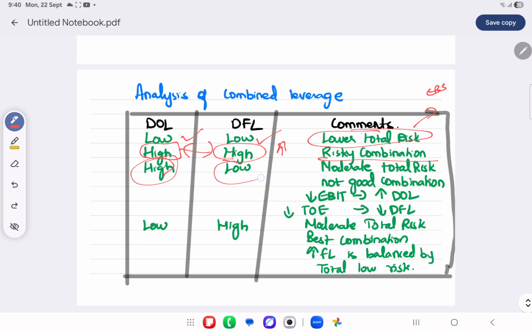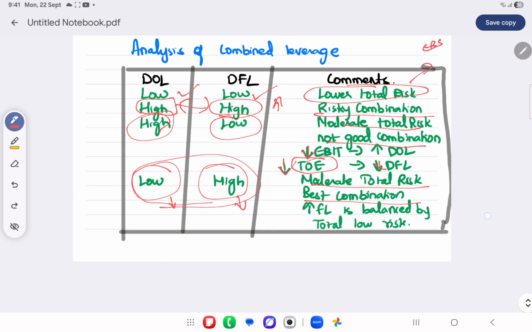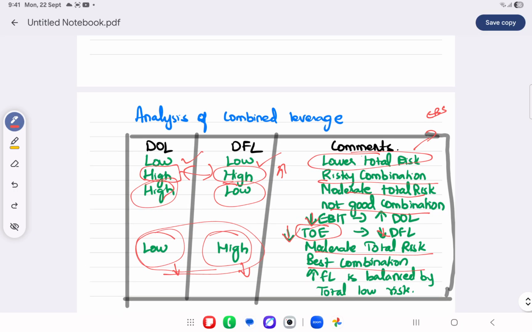High operating leverage and low financial leverage means moderate total risk but not a good combination, because EBIT is low because of high operating leverage, and due to low financial leverage we cannot do trading on equity. Trading on equity will also be low. Now, low operating leverage and high financial leverage is a moderate total risk with the best combination, because the high financial leverage will enable us to do trading on equity, and low operating leverage will balance the risk of the financial leverage.